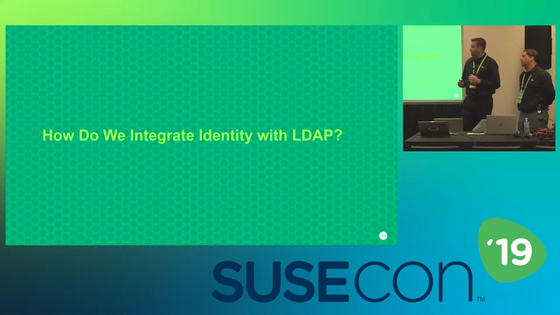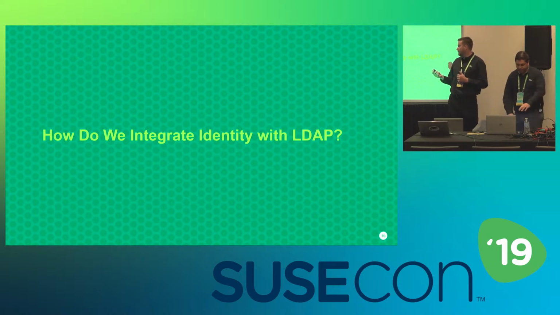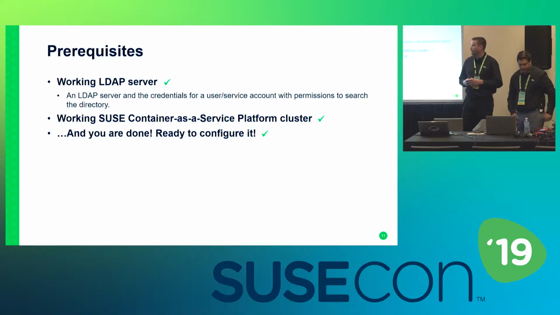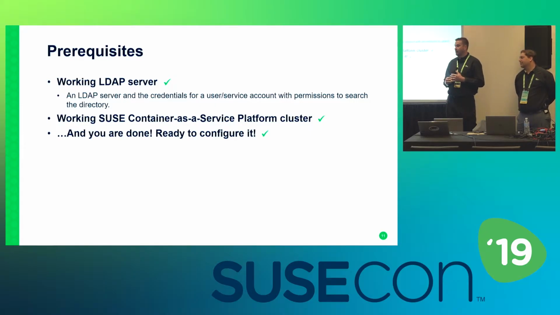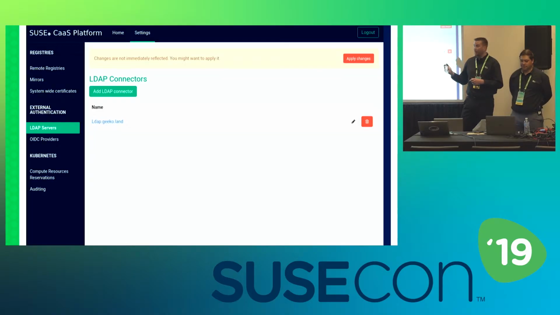So how do we integrate identity with LDAP? There are a couple of prerequisites. First, you need a working LDAP server. You need the working SUSE Container as a Service Platform cluster, and that's it. Just do some configuration, and that is what I'm going to show you quickly, how easy it is within our GUI, and then Rodolfo is going to show you the back-end side with CLI.